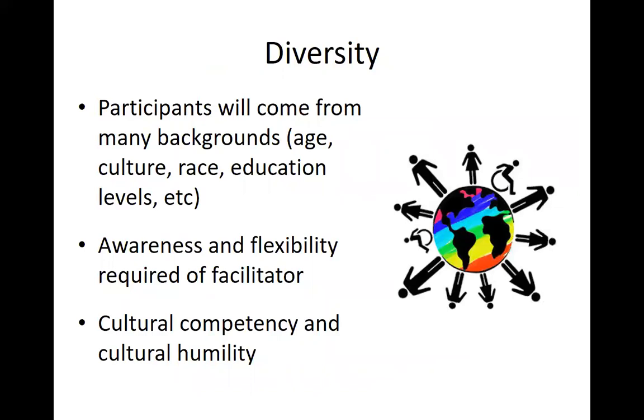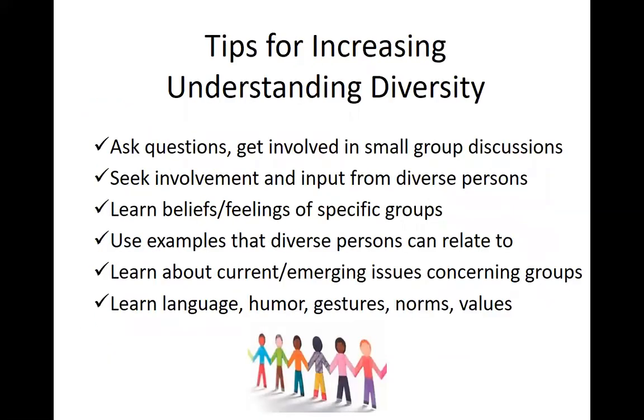The Healthy Communities model that we looked at at the beginning of the semester was really successful. It was built on diversity and on making sure to be inclusive to all different ages, cultures, races, education levels, et cetera. So the organizer also needs to be culturally competent and humble in their work with the community as well. The more you understand, the better. And there are some great tips here for increasing and understanding diversity. They're also in your textbook on page 247. But it's really important to get to know the community you're going to work with and know what they're believing and feeling about different things.